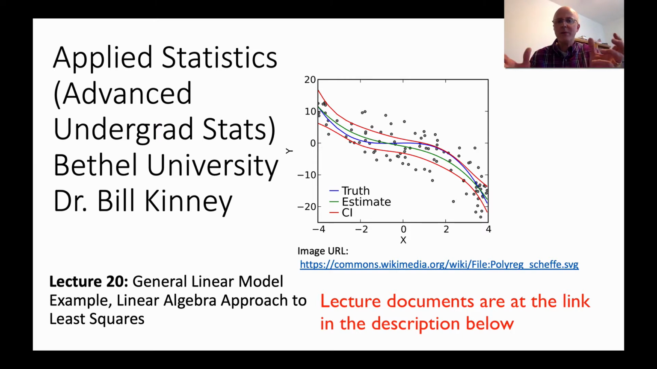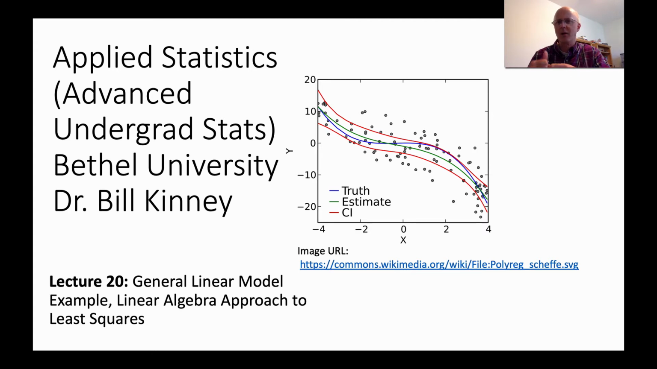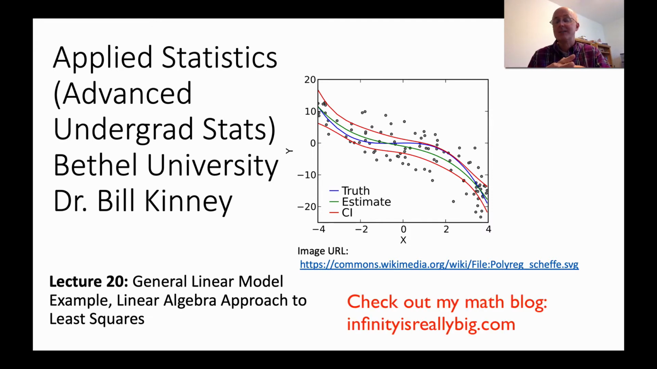We're going to do two main things in lecture 20, and I'm especially excited about the second part here. In the first part, we're going to talk about a general linear model example. So far, the examples we've done are simple linear regression, a quadratic model, and a multiple regression model that had two explanatory variables, but it was linear in those variables. Here in the general linear model example, we will be doing multiple regression with two explanatory variables, but there's going to be a nonlinear term in the expression.